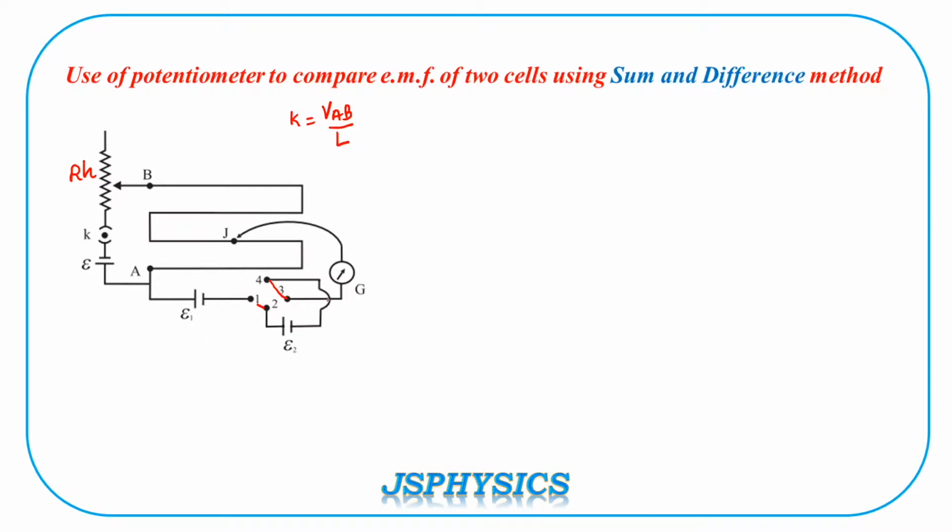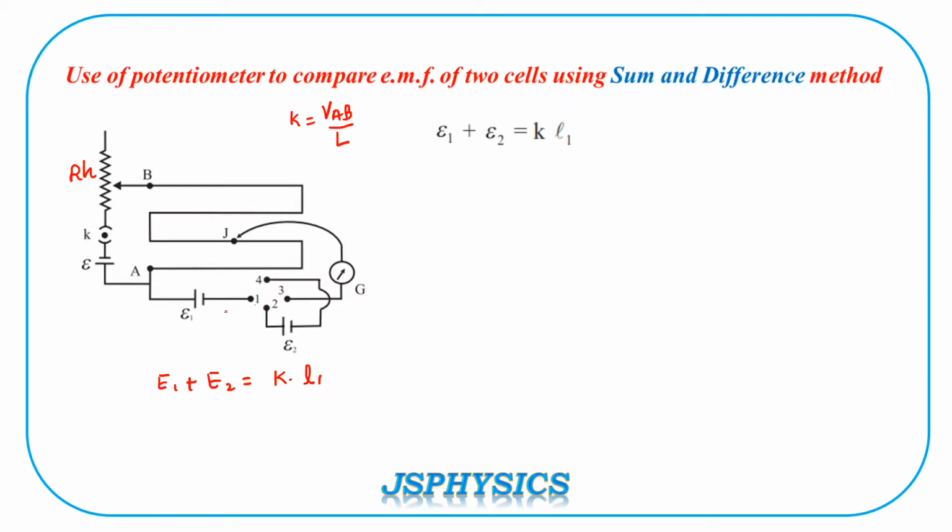Now the circuit is complete, and we can say that the negative of E1 is connected to the positive of cell E2. This type of combination is known as the sum method, and the total EMF supplied in this combination is given by E1 plus E2. According to the principle of potentiometer, this is equal to the potential gradient into the corresponding length. So in this case we can write E1 plus E2 is equal to K into L1, where again K is the potential gradient across the wire AB.